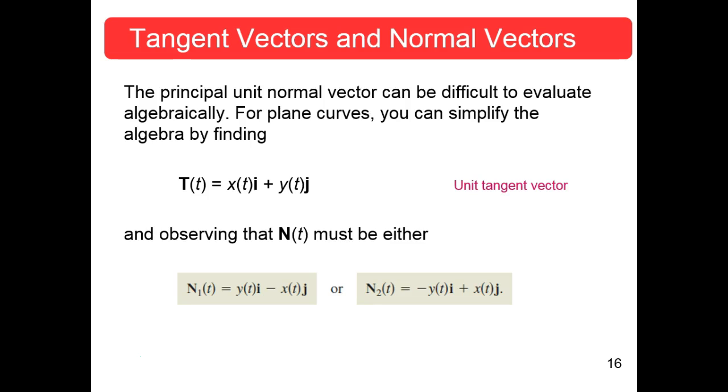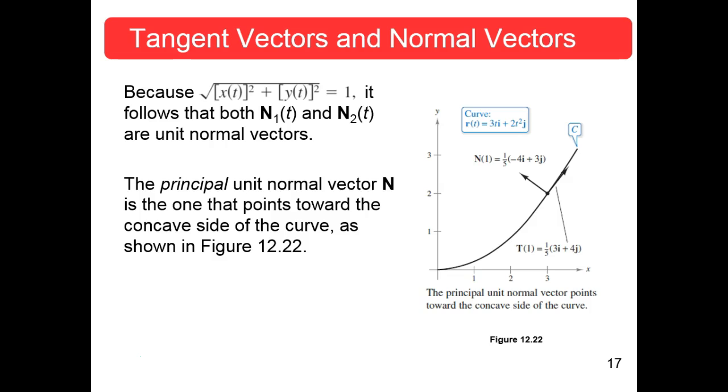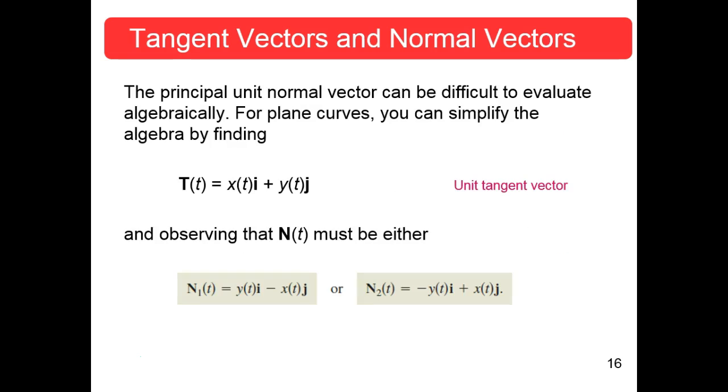Observing that either the N of t must be this, so when you dot those two, this gives you a plus xy minus xy, which is 0. This gives you a minus xy plus xy, that's 0. One of those has to be true, and you just have to figure out which one is your principal. So how do we do that? Now, x of t squared plus y of t squared has to be 1 because it's a unit vector, right?